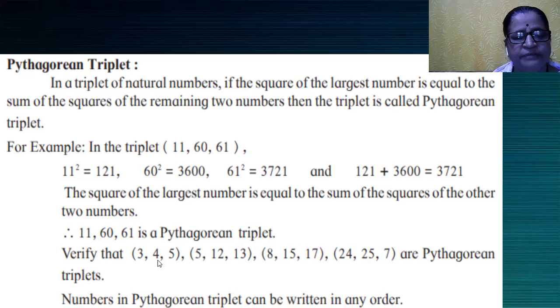You now verify whether 3, 4, 5; 5, 12, 13; 8, 15, 17; 24, 25, 27 are Pythagoras triplets. You have to test whether each is a triplet or not.